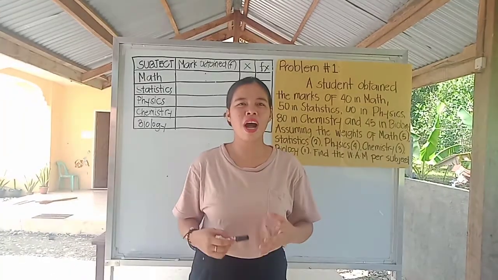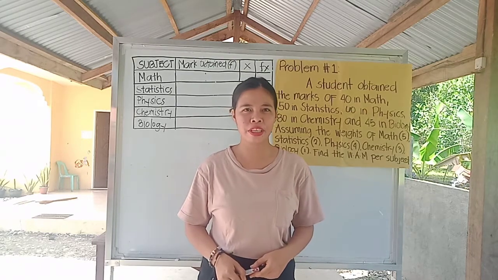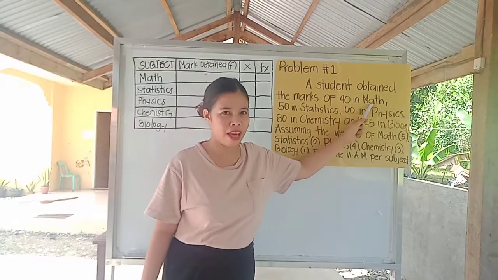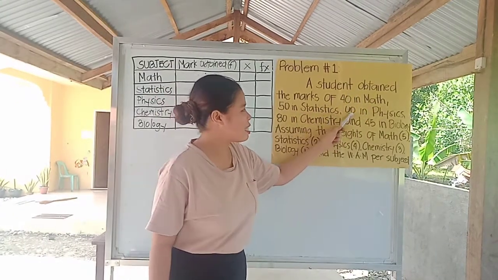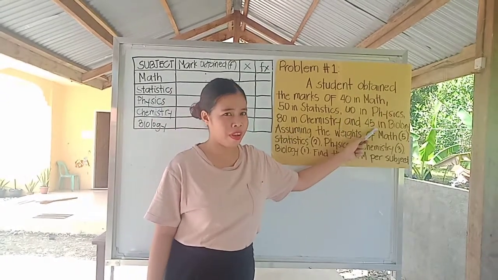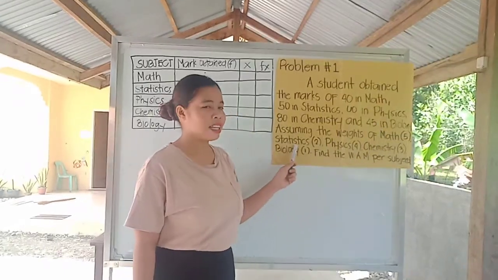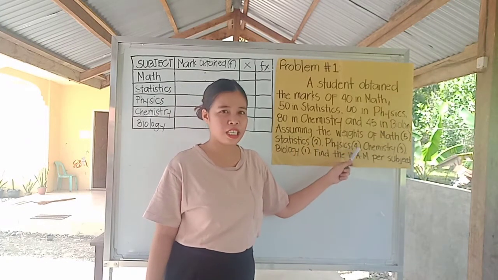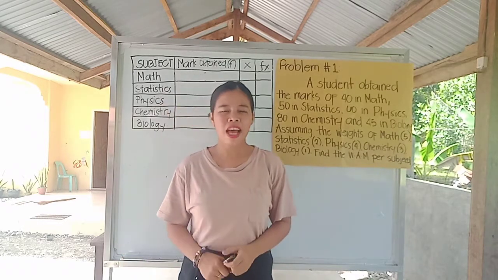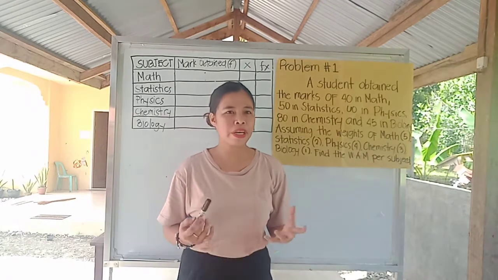In order for us to understand the weighted arithmetic mean, I have some example or problem here. The first problem is a student obtained the marks of 40 in math, 50 in statistics, 60 in physics, 80 in chemistry, and 45 in biology. Assuming the weight of math is 5, statistics is 2, physics is 4, chemistry is 3, and biology is 1. Now, the question is, find the weighted arithmetic mean per subject.